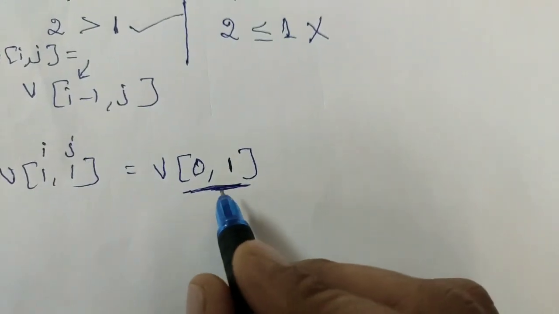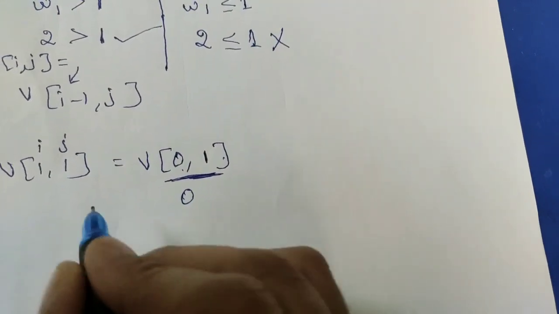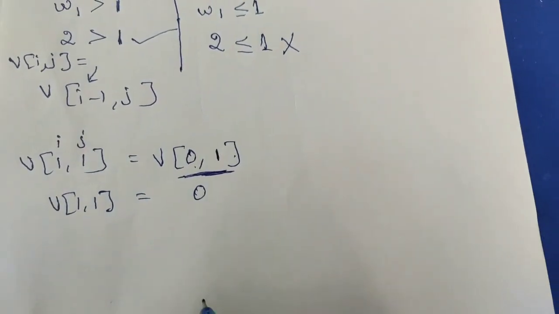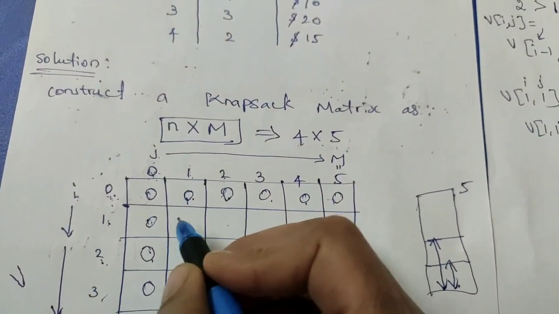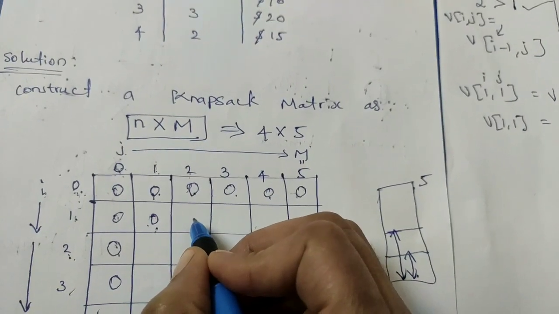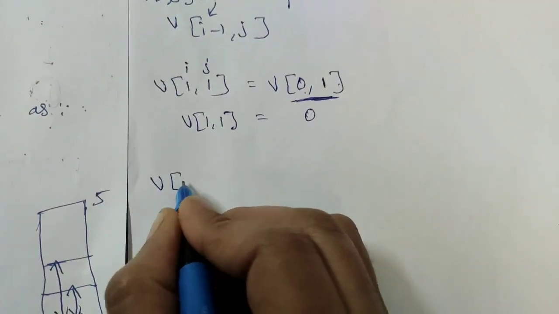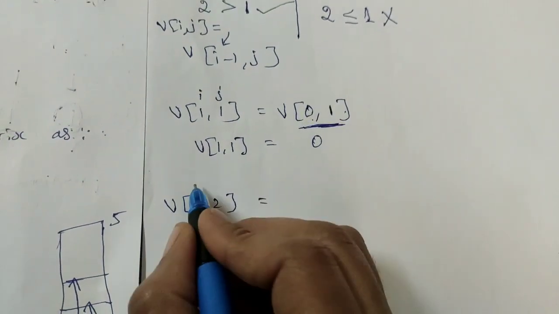So in your knapsack matrix, in the location 0 comma 1, I have the value 0. That gets assigned to the location V of 1 comma 1. So go to your knapsack matrix, V of 1 comma 1 should be filled with 0. Now what is the next location I need to find out? This is the next location. So write down V of 1 comma 2 is the next location to be filled.